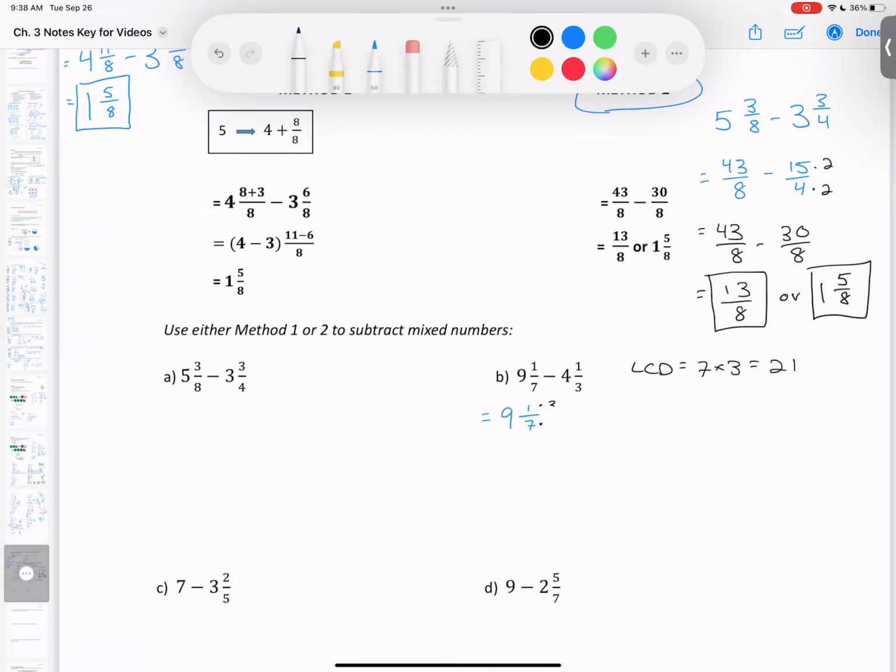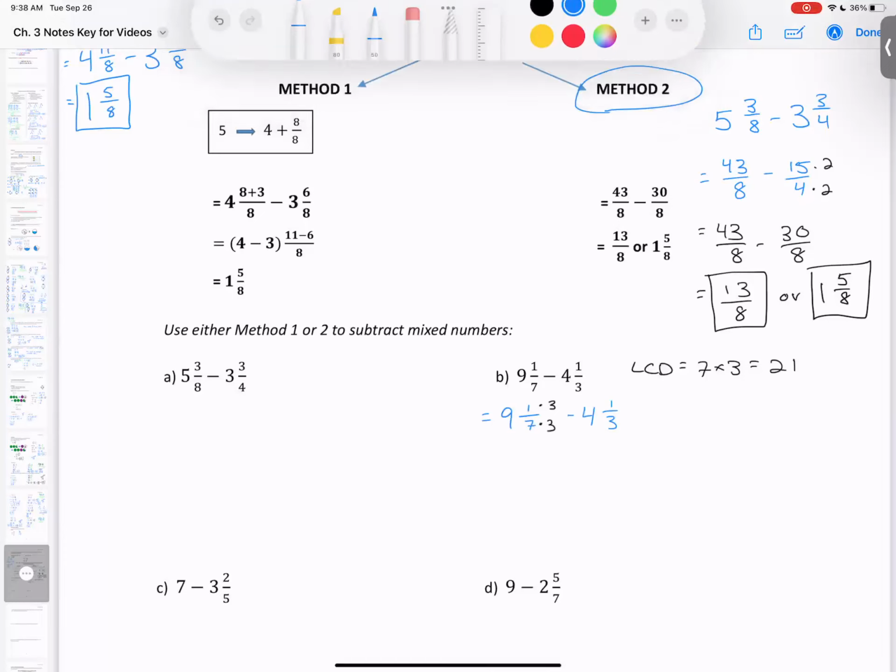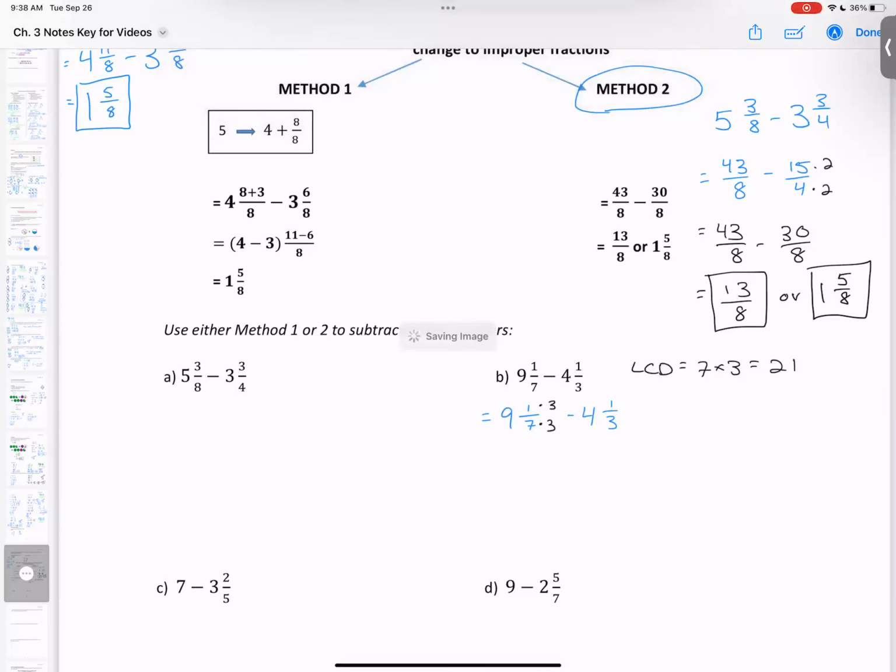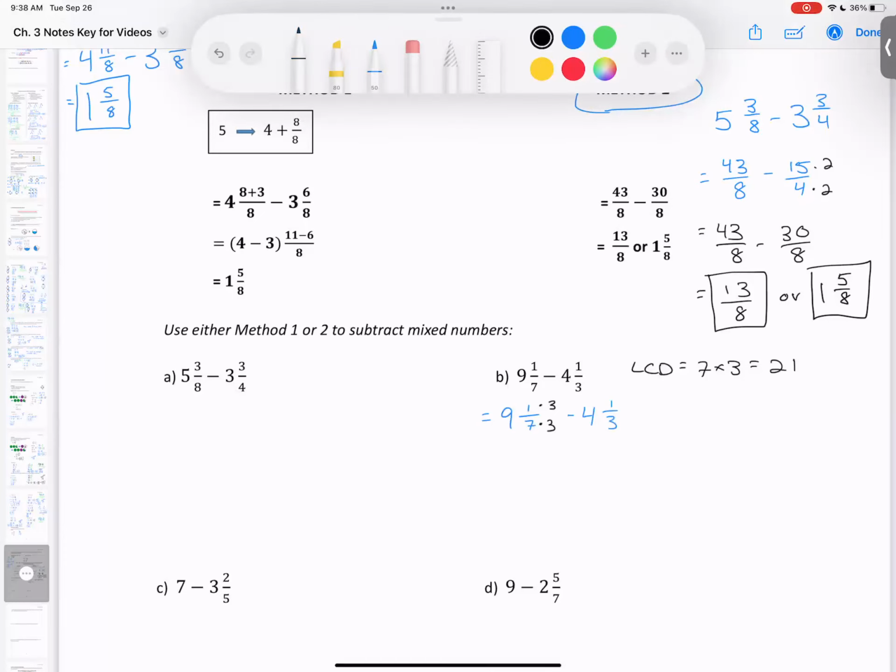So that means I'm going to multiply this first fraction by 3 over 3 to get to 21. And then the second one, I'm going to have to multiply by 7 over 7. So now I've got a common denominator, which is going to be 21. So let's rewrite those as numbers over 21. So I've got 9 and 3 over 21 minus 4 and 7 over 21.